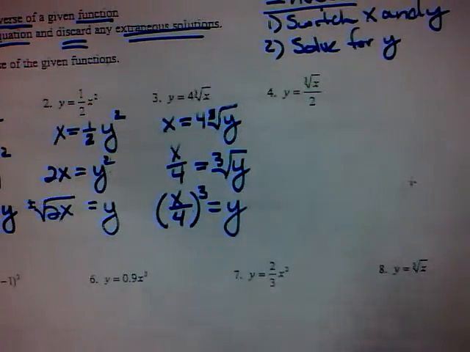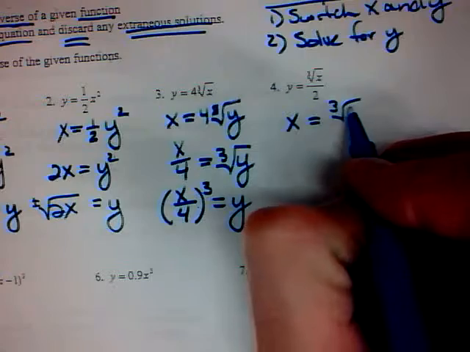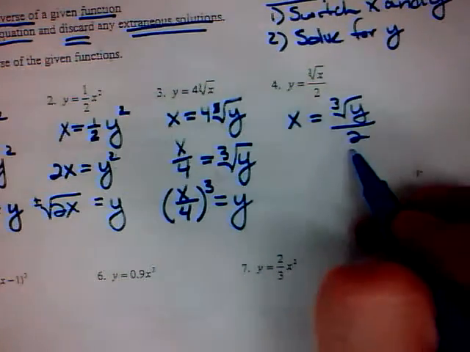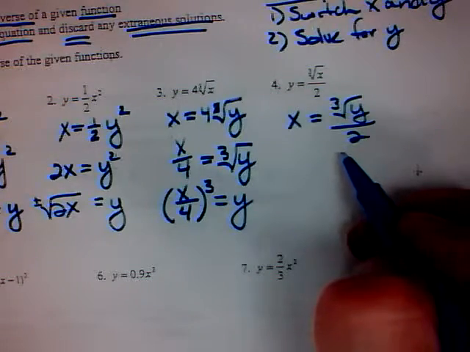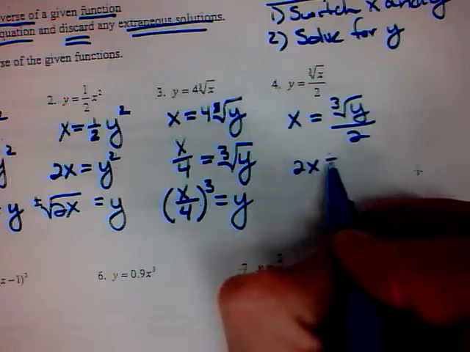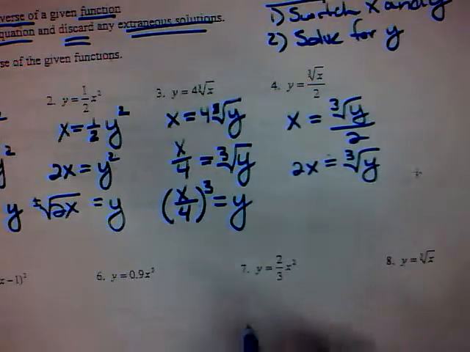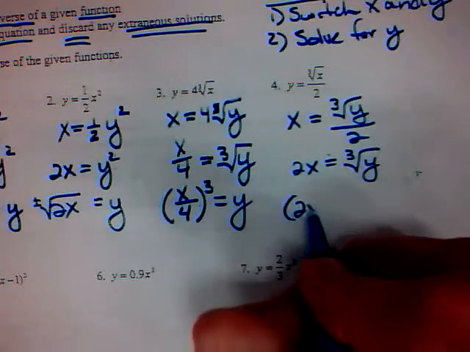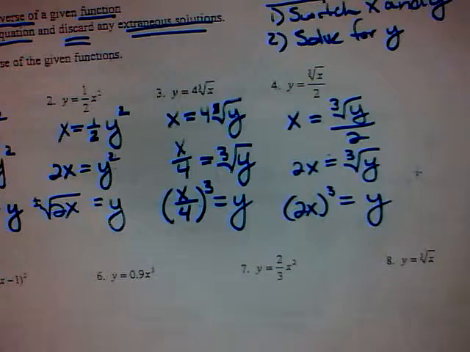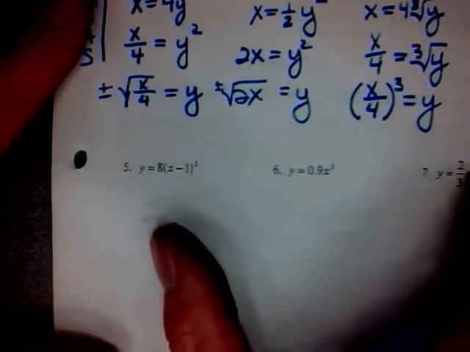Okay, so if we did number 4, switch x and y, x equals cubed root of y over 2. So it looks like we have division by 2 first that we have to get rid of since we have no adding and subtracting. So this gets you 2x equals the cubed root of y, and then get rid of the cube root by cubing. So this is 2x quantity cubed equals y. Okay. We'll do one more here.